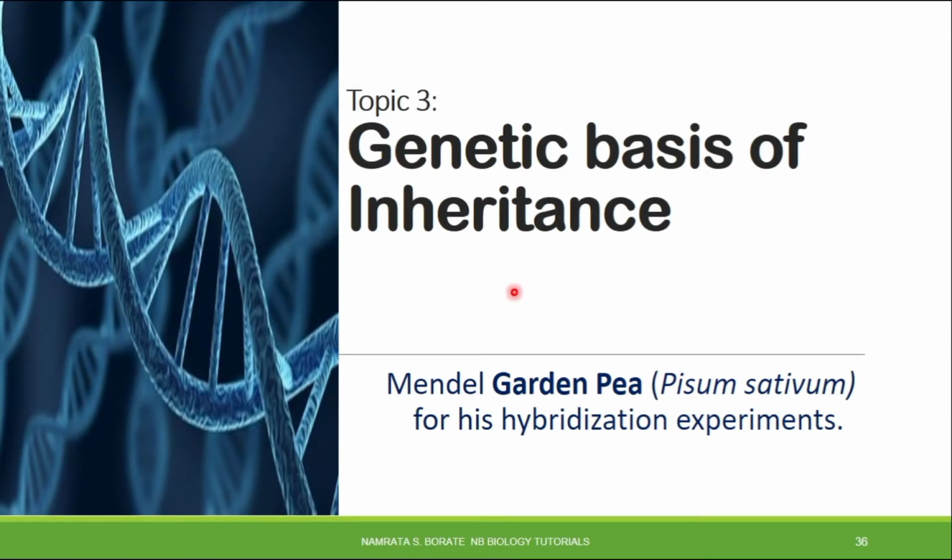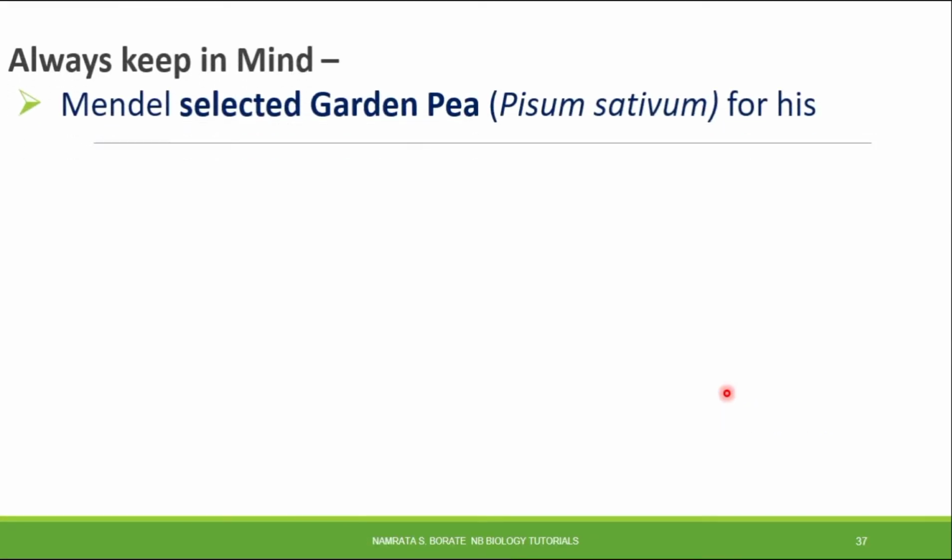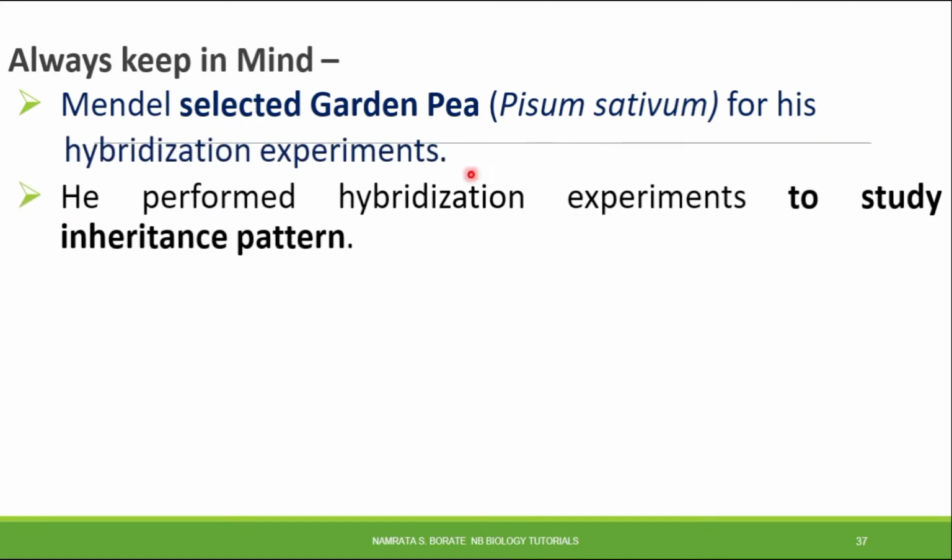Hello dear students. Now we see the next point in this topic. It's a Mendel garden pea plant for his hybridization experiment. That is the Pisum sativum. So what's the experiment? When Mendel performed the experiment on the garden pea plant, he selected the garden pea, that is the Pisum sativum, for his hybridization experiment. He performed the hybridization experiment to study the inheritance pattern.